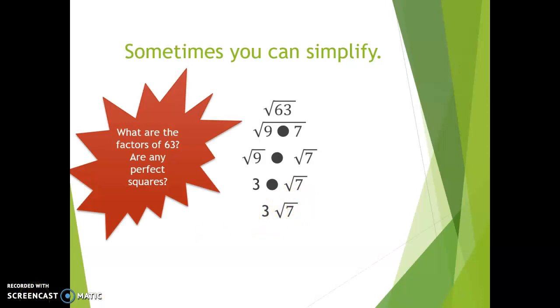When trying to simplify a root, we need to know what the factors are and recognize whether any of those factors themselves are perfect squares. Let's try to simplify the square root of 300. Try it on your own. Play the video when you're ready to check your work.